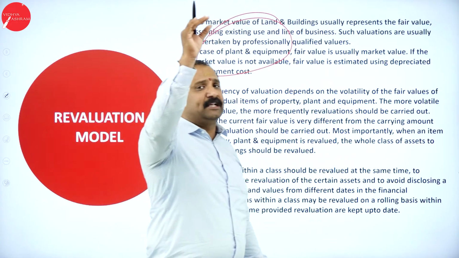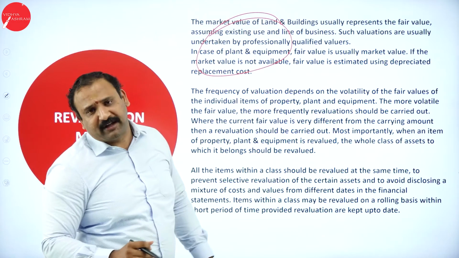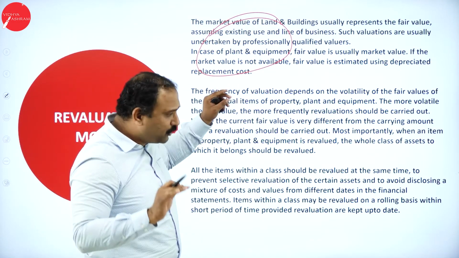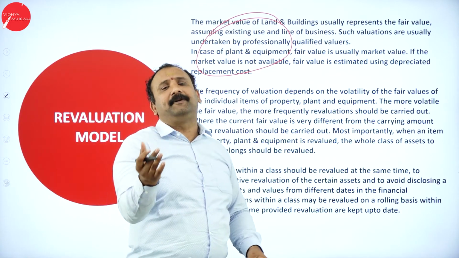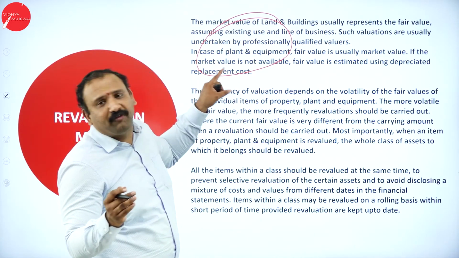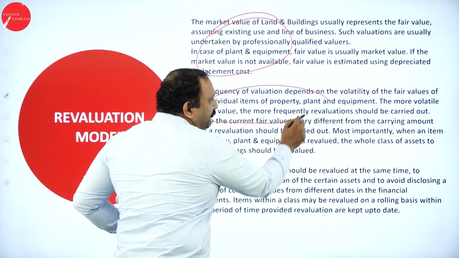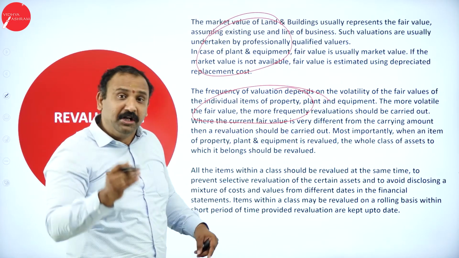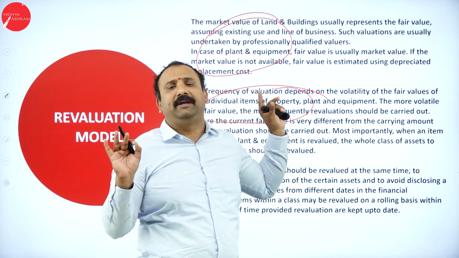In the case of plant and equipment, the fair value is usually the market value. Currently, what is the price of that particular equipment? The market value will tell me the fair value, and if the market value is not available, then fair value is estimated using the depreciated replacement cost. The frequency of valuation depends on the volatility of the fair value of the property, plant and equipment. The more the volatility, the more frequently revaluation should be carried out.